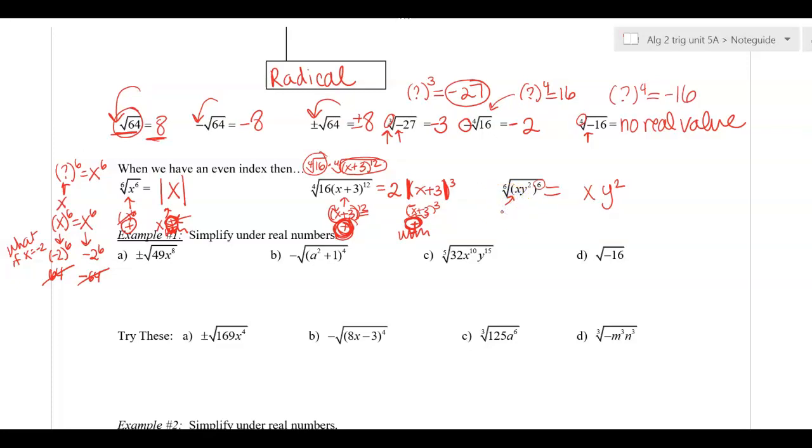Here underneath the radical, the x and the y squared are part of a quantity that gets raised to the 6th. So whether these are negatives or positive, the overall quantity always ends up being positive.